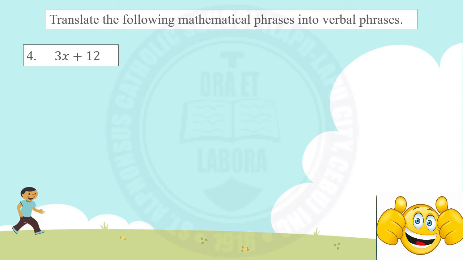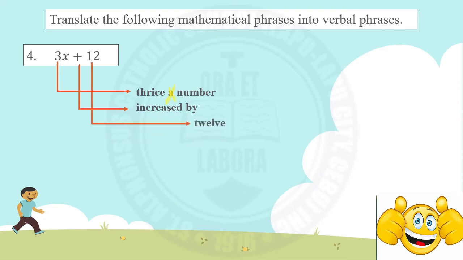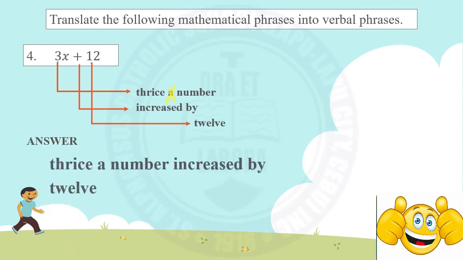Number 4, 3x plus 12. For 3x, we use thrice a number, thrice x. Then increased by for the plus, then the word 12. Answer, thrice a number increased by 12.